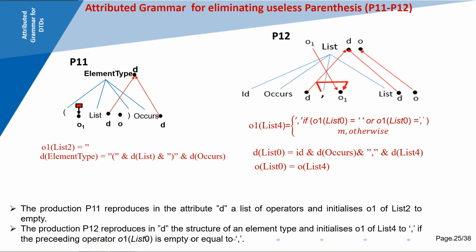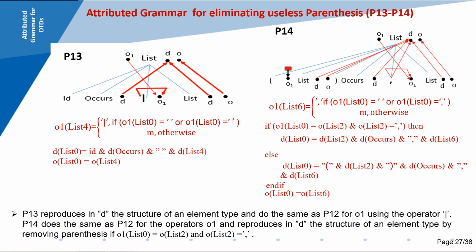to AND logic if the preceding operator O1 of list 0 is empty or equal to logic AND. The production P13 reproduces in D the structure of an element type and does the same as the production P12 for O1, using the operator OR.